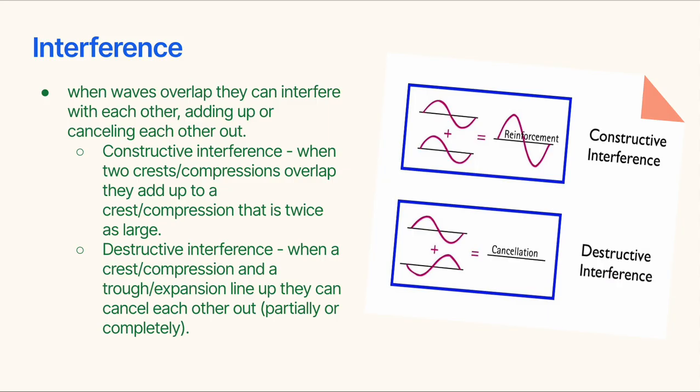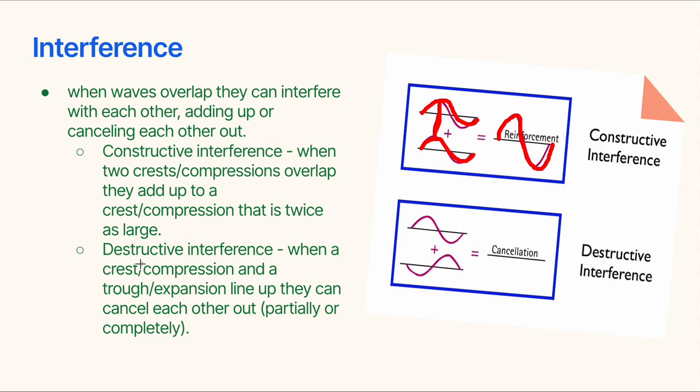And the last one is interference. When waves overlap with each other, they can interfere with each other, and they can either add up or they can cancel each other out. Okay, so constructive interference is when they add up. So you have two crests or two compressions that overlap, and they add up to make a compression that's twice as large. So you look over here, we've got a little wave, but it's lined up exactly with another little wave. And so these two get added together, and we wind up with a wave that's twice as tall and twice as deep as it was before.